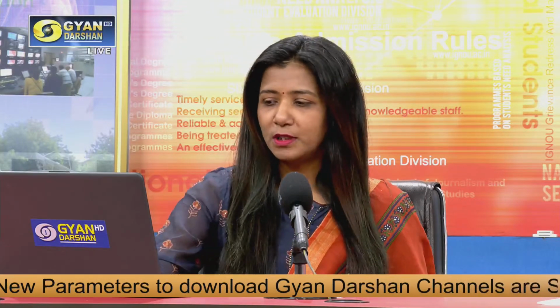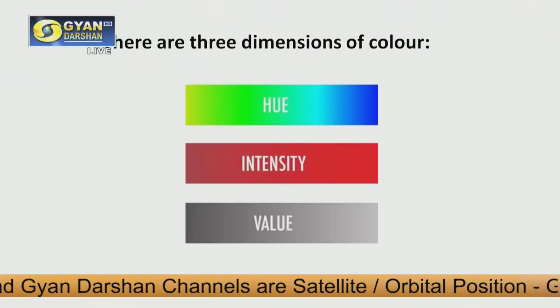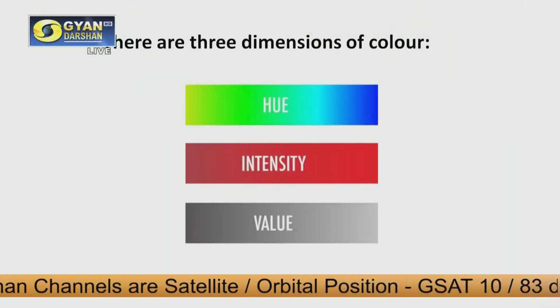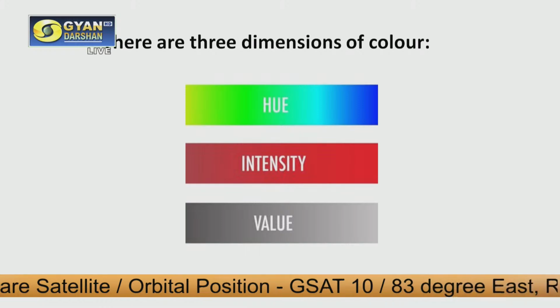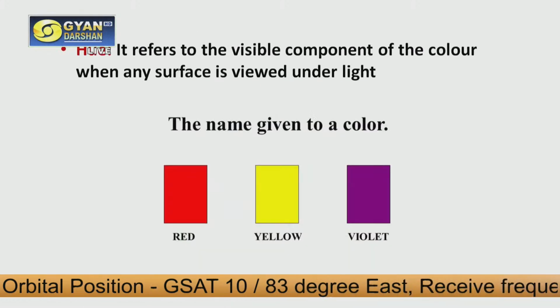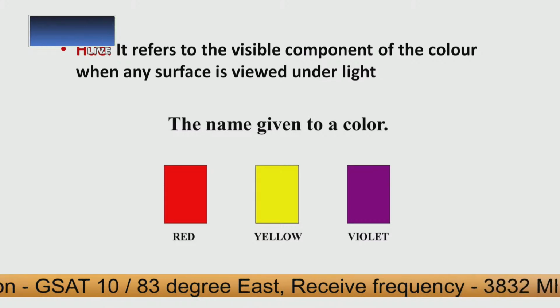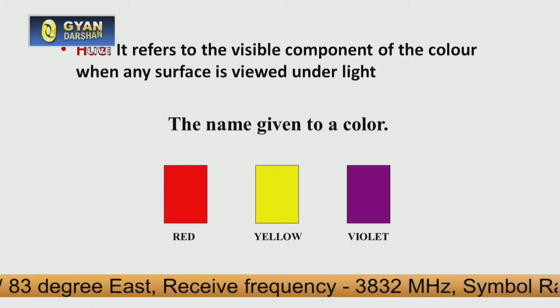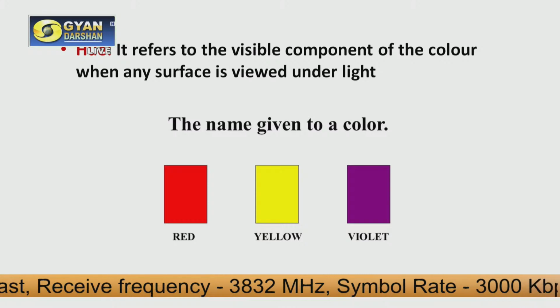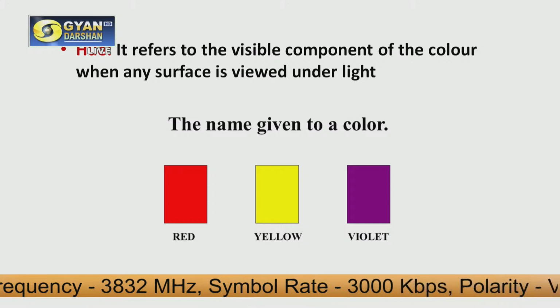Now when we talk about colors, there are various types of colors, but the three most important dimensions of a color are hue, intensity and value. ये तीन जो डायमेंशंस होते हैं, ये सारे क्लोथिंग के कंस्ट्रक्शन को किस तरह से वो दिखता है, किस तरह से वो अट्रैक्ट करता है, ये सारी चीजें बताता है. So the first one is hue.